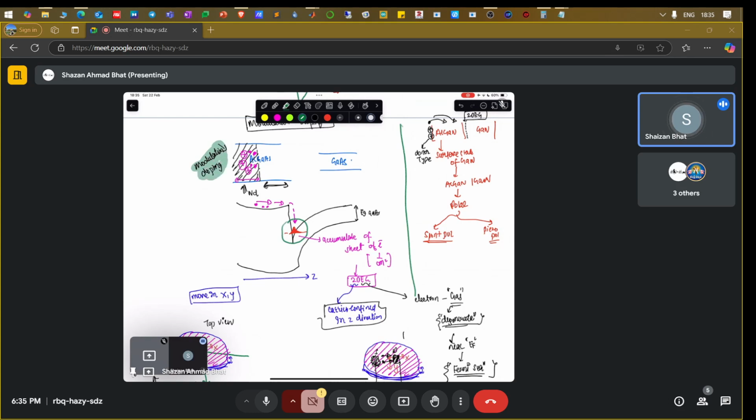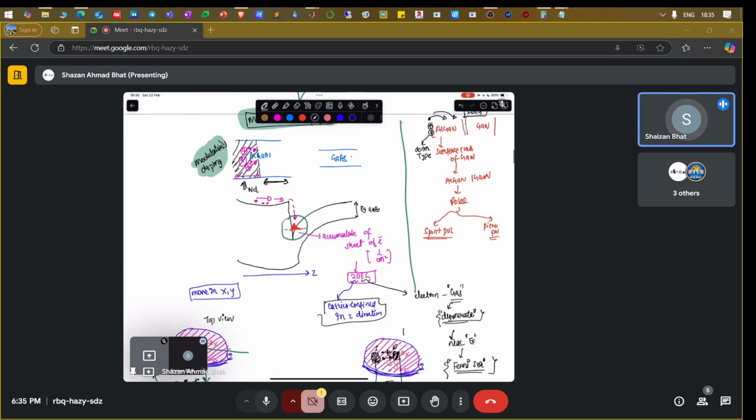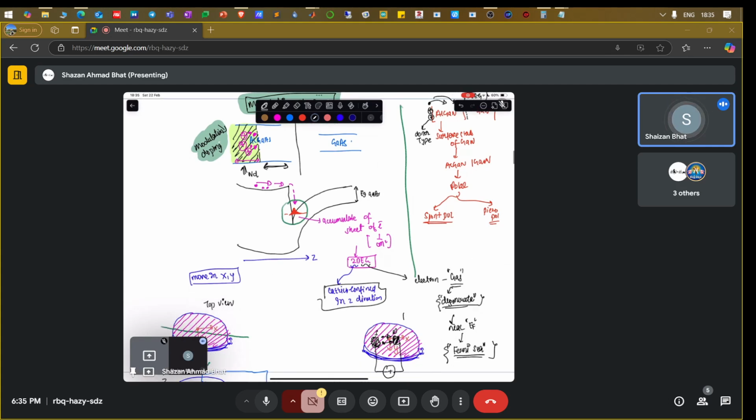That was the main question which we posed initially. Why do we dope it in a modulation fashion? Now, you see that whenever you dope it in a modulation fashion, you dope it slightly away from the interface. Okay, the interface forms here, so it's away from the interface. Now, what happens because of it?